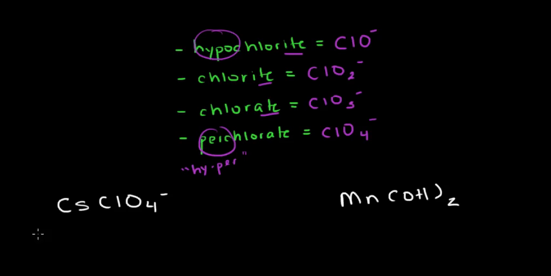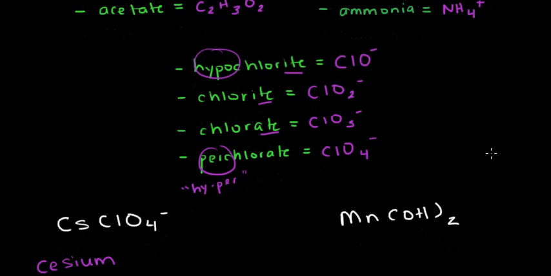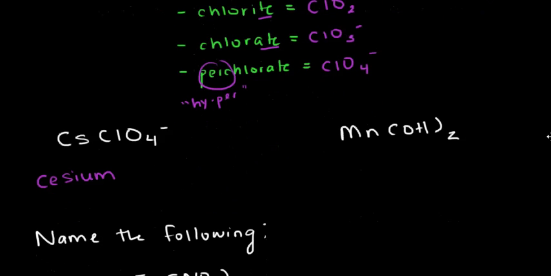So what is this? We know the cation is cesium. So cesium, and then we'll take a look up here. ClO4 minus, oh, it's right there. So it's cesium perchlorate. Cesium perchlorate. And we don't have to worry about the ides or anything, we just worry about the polyatomic ion, its name.